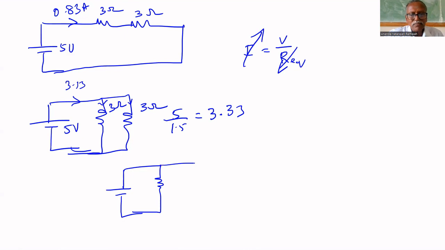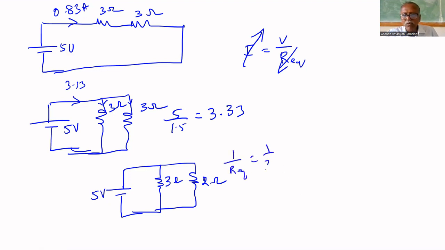Suppose I'm having it like this: 3 ohm, 2 ohm, 5 volt. What is the current through each branch? Find the equivalent resistance first. As I said, 1 by R equivalent equals 1 by 3 plus 1 by 2. R equivalent you can write directly by using a calculator. Bring a calculator from next class onwards. If you didn't bring a calculator, you will not be allowed inside.